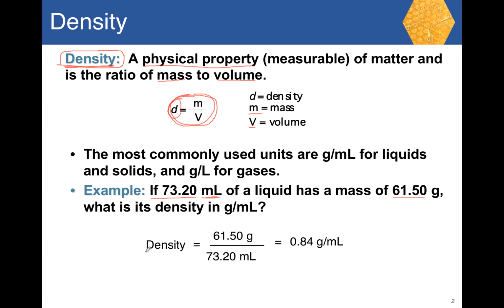So here's the equation. So the density is now equal to 61.5 grams, the mass, divided by 73.2 milliliters, the volume. You plug these numbers into your calculator and divide them through, and you get as an answer 0.84 grams per milliliter. Notice the unit of density here. You always have to put the unit whenever you have a measurement to report.